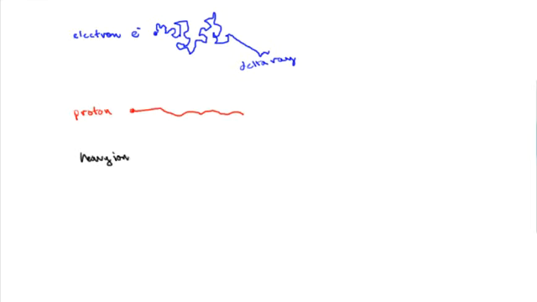So in therapy, an important heavy ion might be a carbon atom, a carbon nucleus, and it goes very much in a straightforward direction.